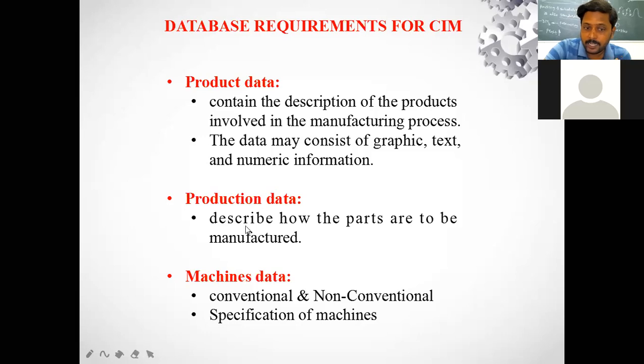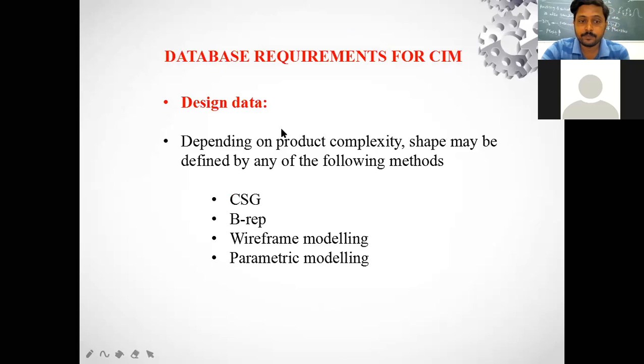The production data describes how the parts are to be manufactured. We have seen that. In machine data, we also require some machining data, the conventional or non-conventional machining you are using. In some cases you will be required to use a conventional machine, in some cases non-conventional manufacturing systems that you have to use. Specifications of those machines will be available under the machine data.